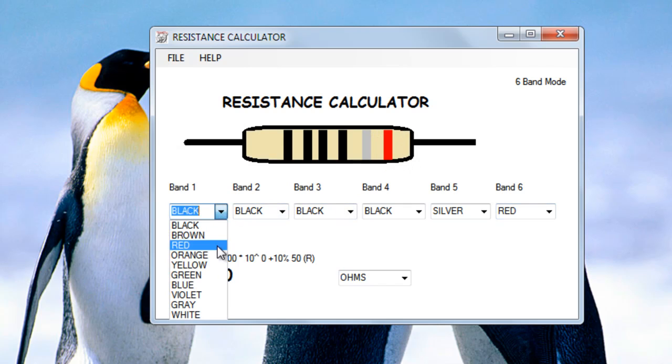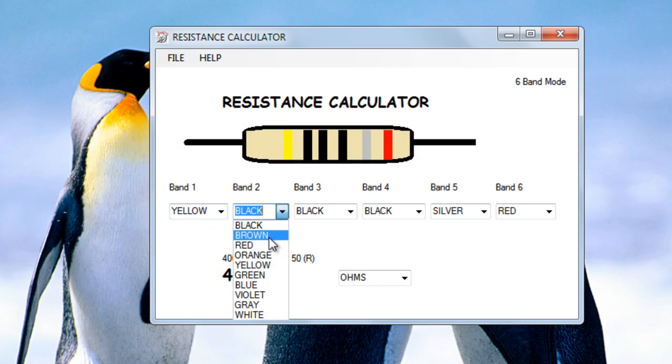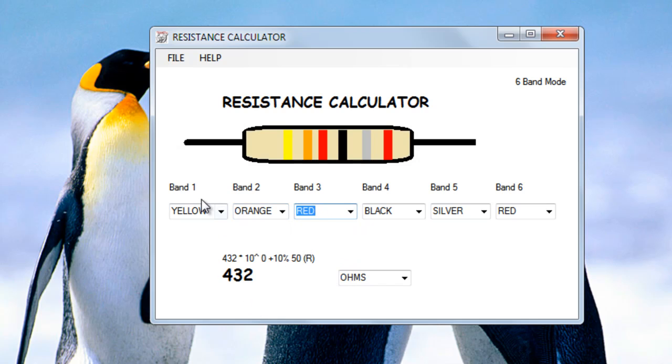Let us see one example. Band 1 is yellow, so the value of yellow is 4. I will write just 4. Then orange, so 4, 3, red, 2. So these 3 are significant digits, so the resistance is 4, 3, 2.